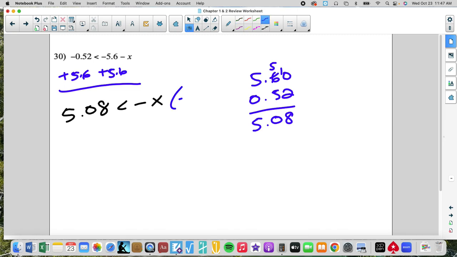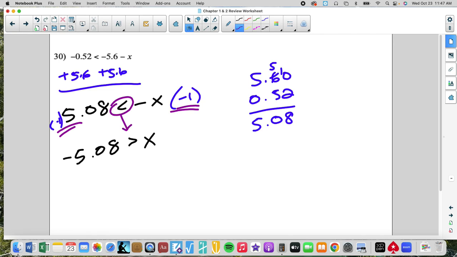I'm going to multiply by -1. I get -5.08 is greater than x. I multiply both sides by a negative. I need to flip the inequality sign, and that's my answer.